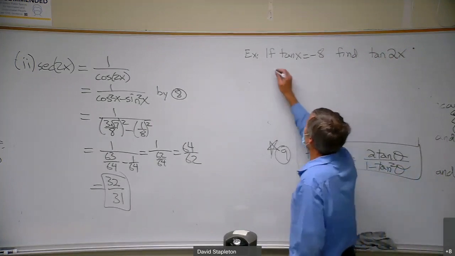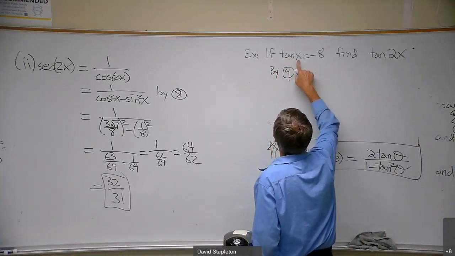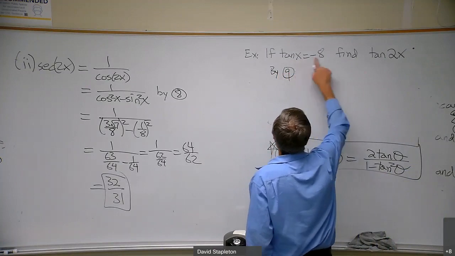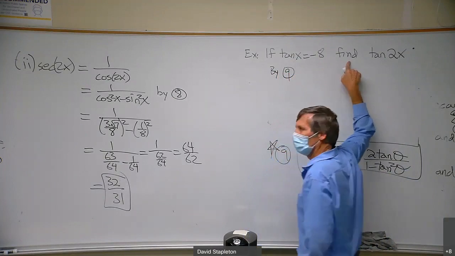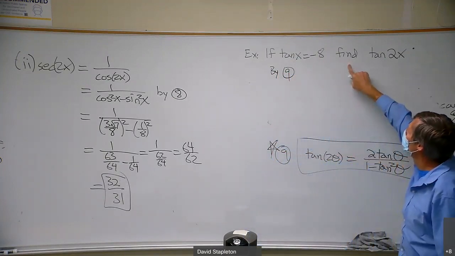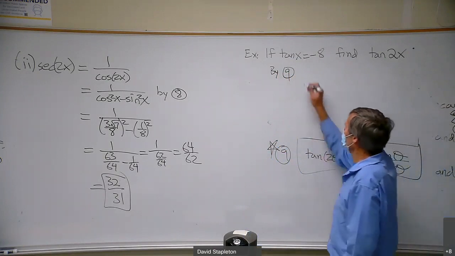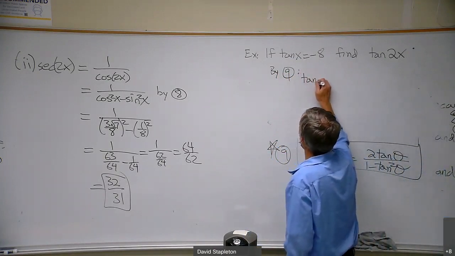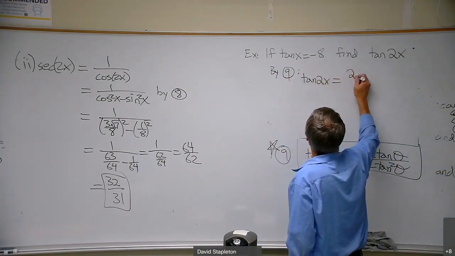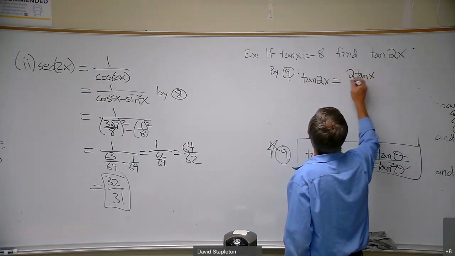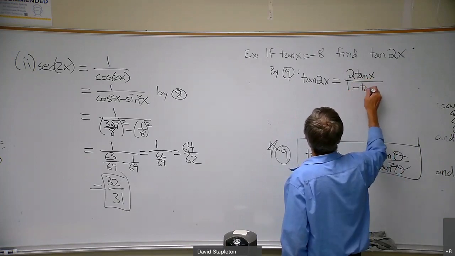Well, all I've got to do is apply equation 9 now, right? If I know a trig function of a single angle in a quadrant, I know all 6 trig functions, right? But I don't have a quadrant. What am I going to do without a quadrant? Well, it turns out on this one, I don't need the quadrant. I just use 9 directly, and I'll say tangent of 2x is 2 tangent x over 1 minus tangent squared x.